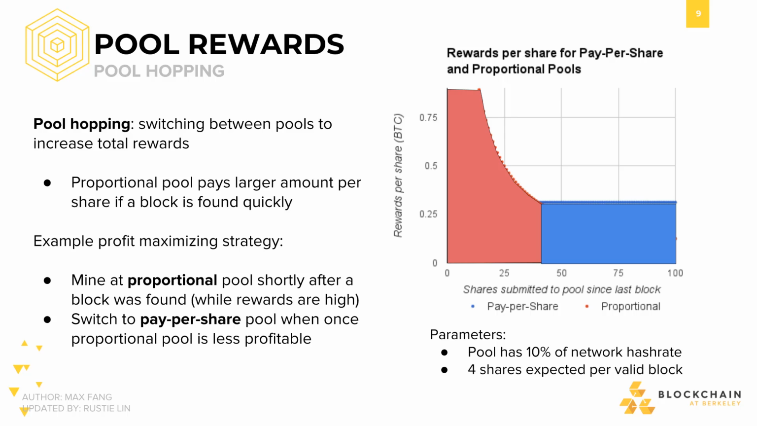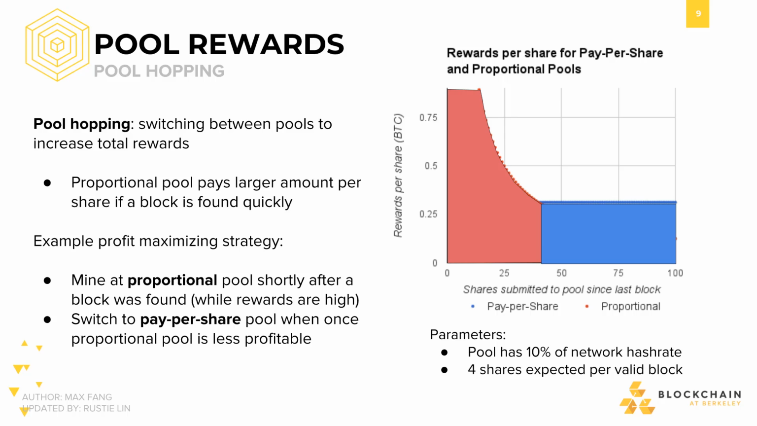To get maximum profit, we can reconsider where we put our mining power. Instead of continuing to mine in the proportional scheme, we can switch to the pay-per-share scheme right at the intersection point. Why? Because the reward per additional share there is higher and will yield more profit than the proportional payout.